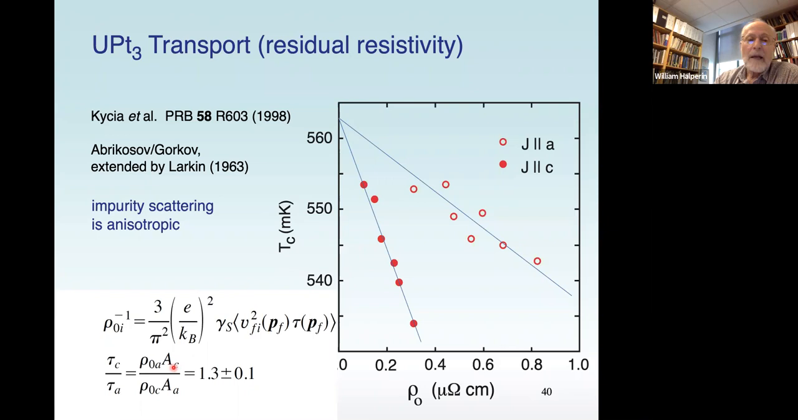For different orientations of the current, along the C-axis or in plane, you'll get a different ratio, and that's proportional to the ratio of the Fermi velocity. So if you form this product here and take the ratio to this product down here, then this will give you the intrinsic anisotropy of the scattering process itself, and that's about 30%. So we know that the scatterers are anisotropic.